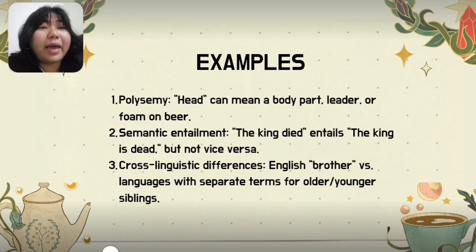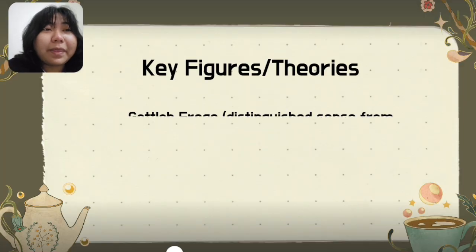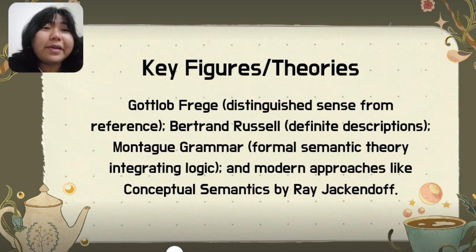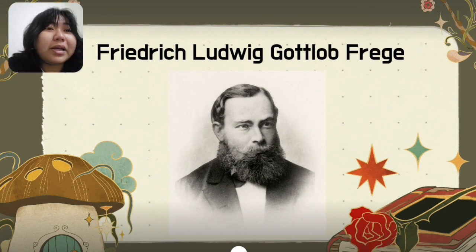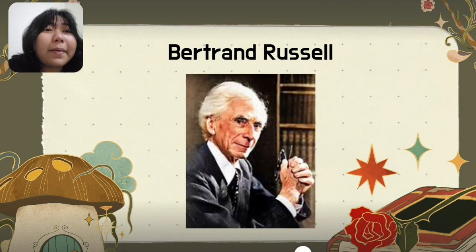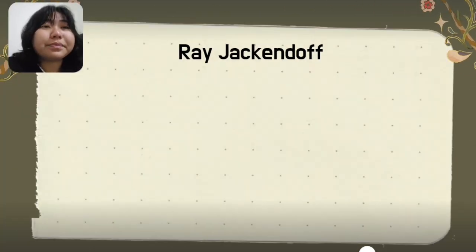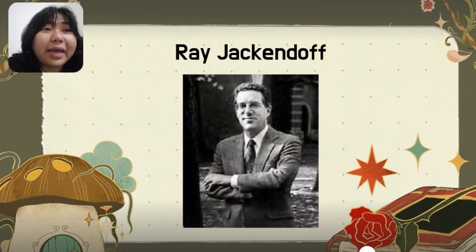And then we have cross-linguistic differences: the English "brother" versus languages with separate terms for older or younger siblings. And then we have the key figures. First is Frederick Ludwig, and then we have Bertrand Russell, and then Ray Jackendoff.